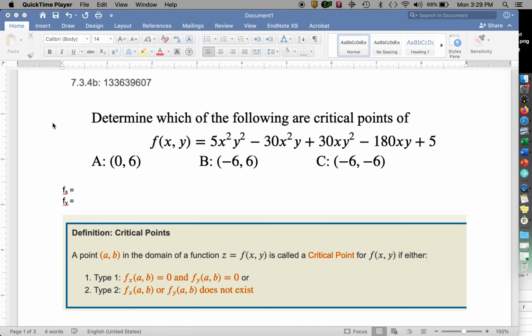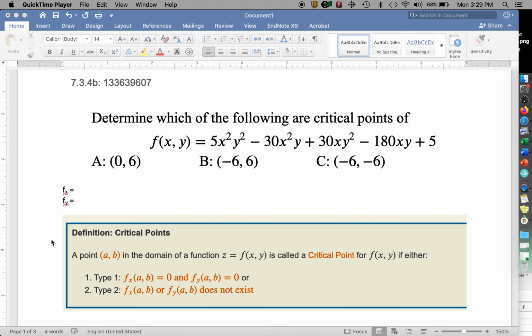7.3.4b. Determine which of the following are critical points of f of x, y equals 5x squared y squared minus 30x squared y plus 30x y squared minus 180xy plus 5. And it gives us 3 points. Point A is (0, 6), B is (-6, 6), and C is (-6, -6).